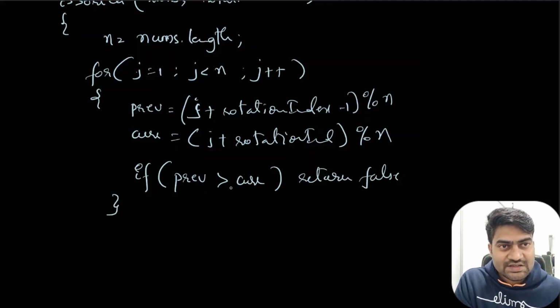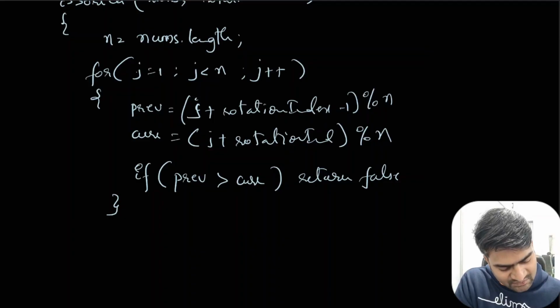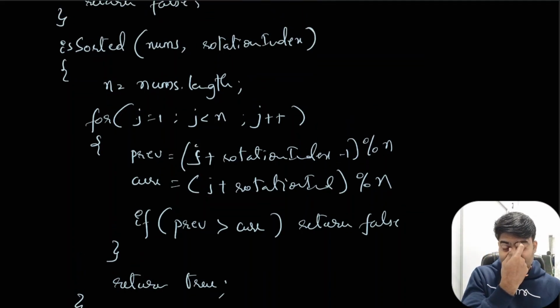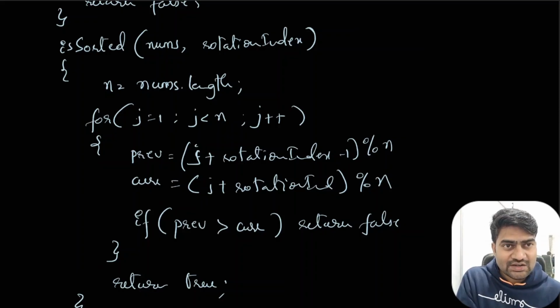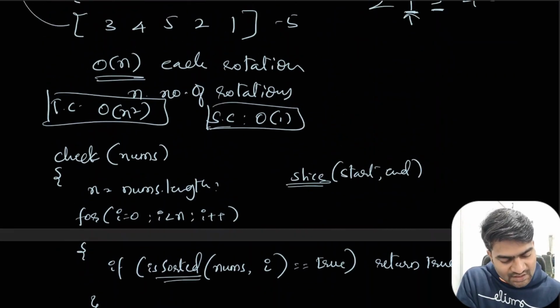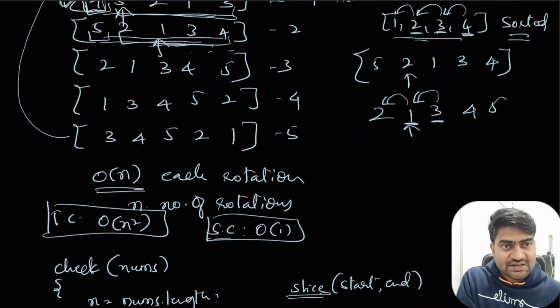If such a case doesn't exist at all, then finally that's a sorted one, so I'll return true. This way it will check each time whether the rotated array is sorted or not. It will generate all the combinations, and if any one combination gives us a sorted array, then we will say it is sorted, otherwise it is not.